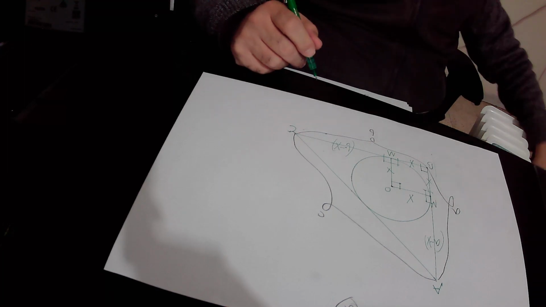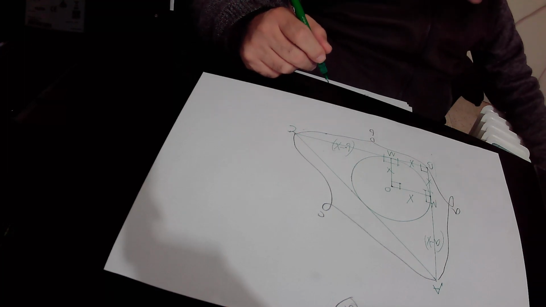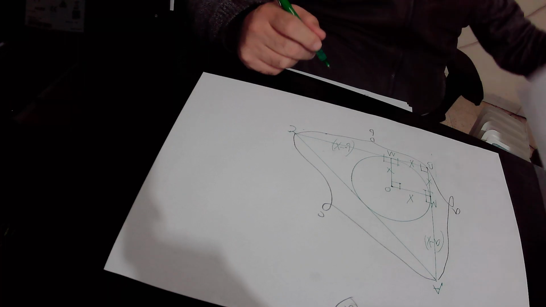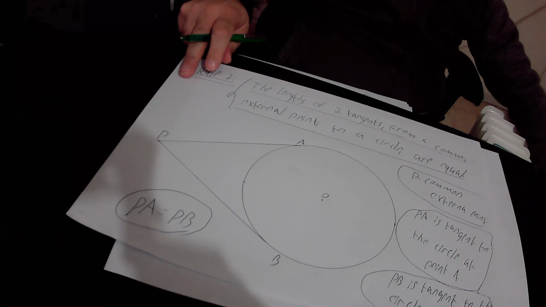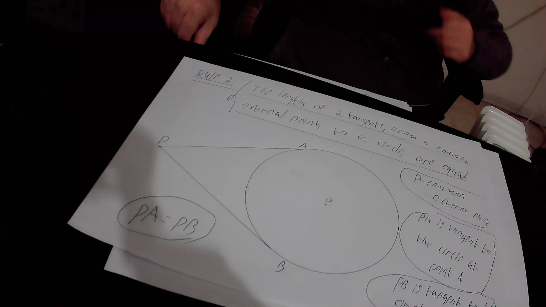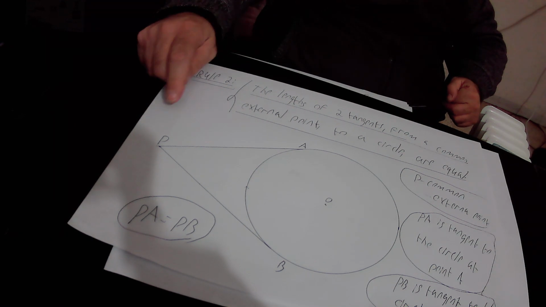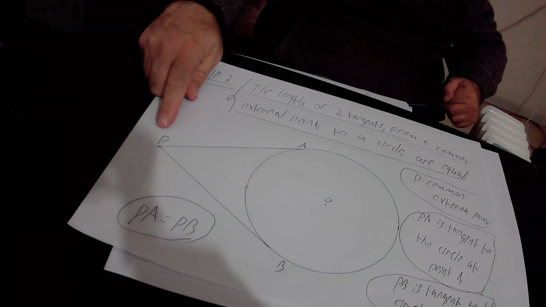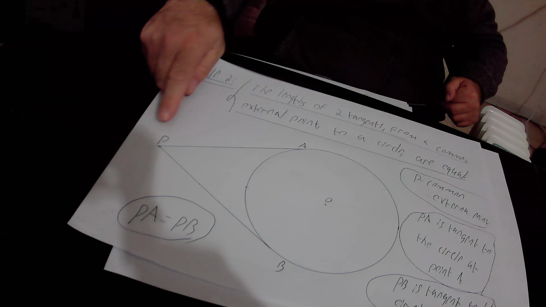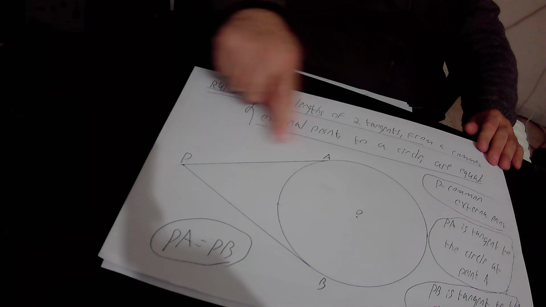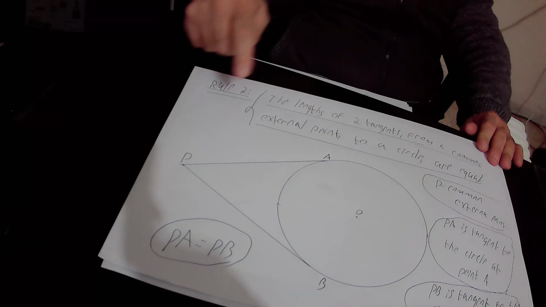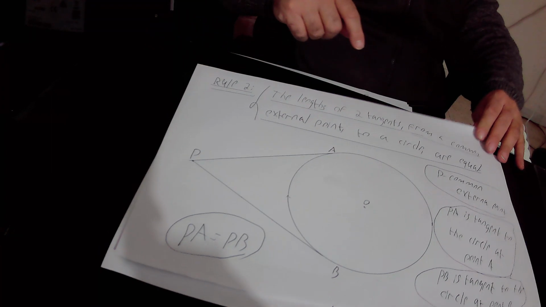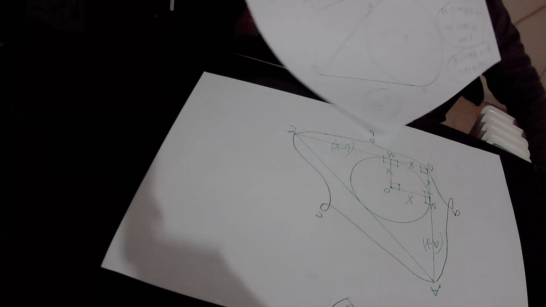Then we have here rule number 2. According to rule number 2, the lengths of two tangents from a common external point to a circle are equal. We have the common external point, point P. From the common external point, point P, we have two tangents to the circle, tangent PA and tangent PB. And according to this rule number 2, they must be equal to each other. That is to say, PA equals PB.